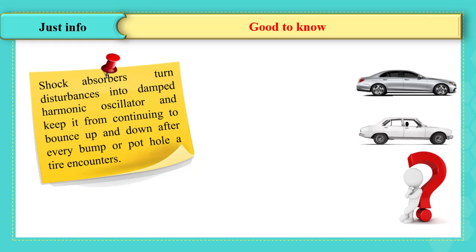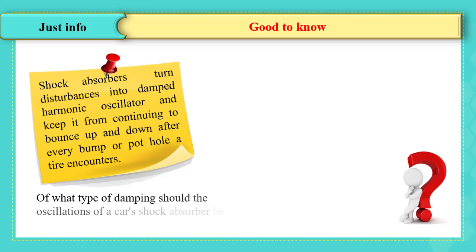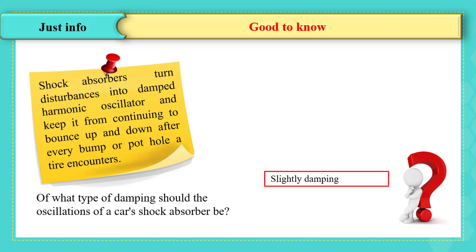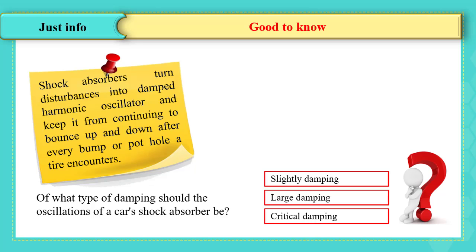Now, of what type of damping should the oscillations of a car's shock absorber be? Is it slightly damping, large damping, or extremely large damping, which is critical? Good. It is the last one, which is the critical damping.